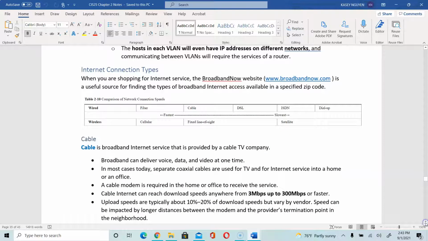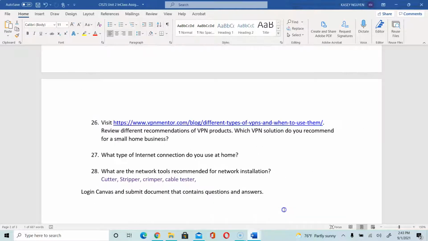There are different types of internet connections. There are cable, there are DSL, there are fiber optic options. So let's switch back to the assignment. We are going to go ahead and answer the last few questions.